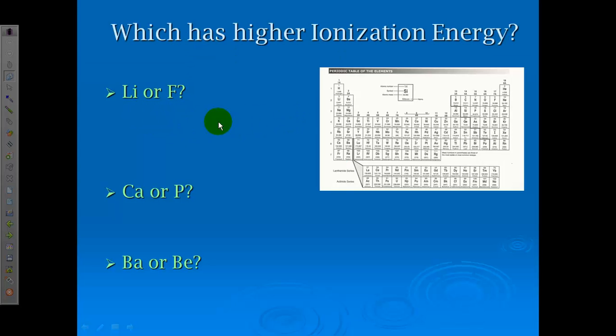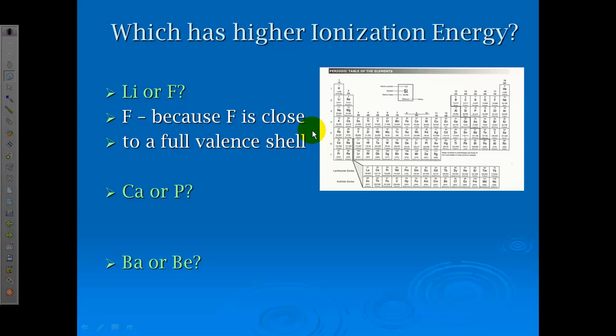Let's look at lithium or fluorine. Here's lithium, and fluorine is over to the right. Lithium doesn't mind at all if you take away his electron. So fluorine has a much higher ionization energy because he's very close to his valence shell.